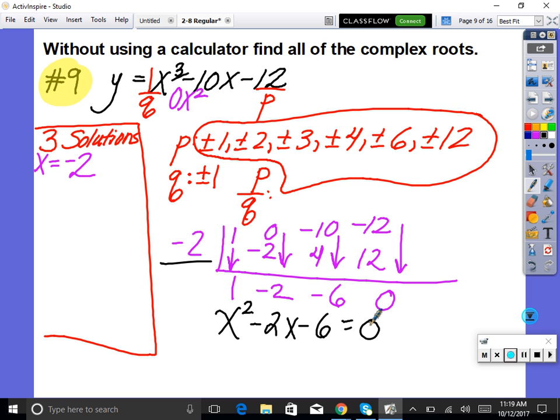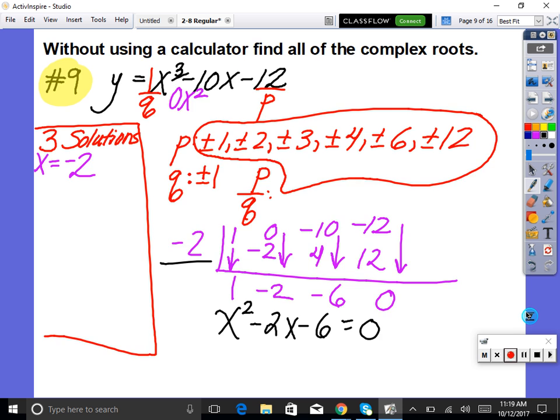If it factors, won't I have 2 more rational roots? If it doesn't factor, we'll have to use the quadratic formula because this one says find all the roots. What's the difference between today and last time? Last time I said find the rational roots. So let's say that this needs the quadratic formula. We would be done.